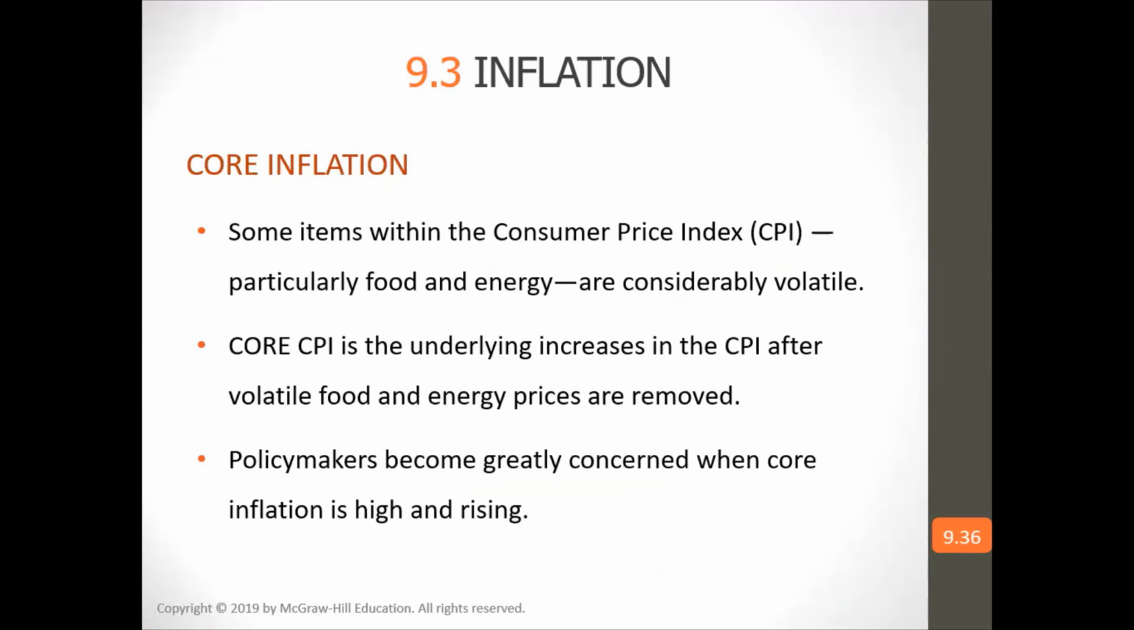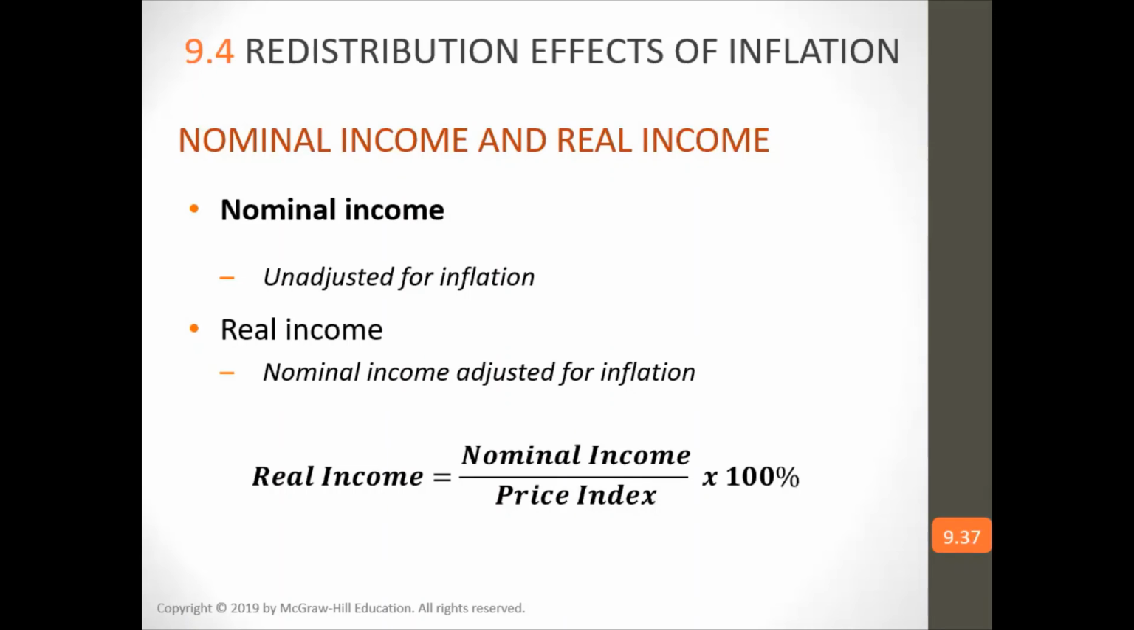CPI, sometimes they take out energy prices and food prices. I wouldn't take out energy prices because they drive a lot of our expenses. Gas is like 160 now, and you need to keep that in because that's a massive expense. Leaving it out is not a good thing. And real income equals nominal income divided by the price index. So this is basically what you can buy with your paycheck, the amount of stuff you can buy.